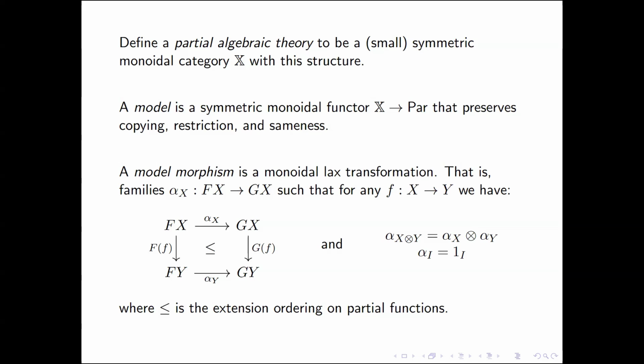And then model morphisms are a bit different. Instead of natural transformations, we have to take what I'm going to call a monoidal lax transformation. So just like a natural transformation from a functor f to a functor g, this will be a family of morphisms in the codomain category. But instead of the naturality square just commuting, it commutes up to inequality, where the relevant inequality is called extension of partial functions. So f is less than or equal to g if where they're both defined, they're the same, and maybe g is defined on more things. And it has to be monoidal. So just like a monoidal natural transformation, the component at x tensor y has to be the component at x tensor the component at y, and it has to work with the units.